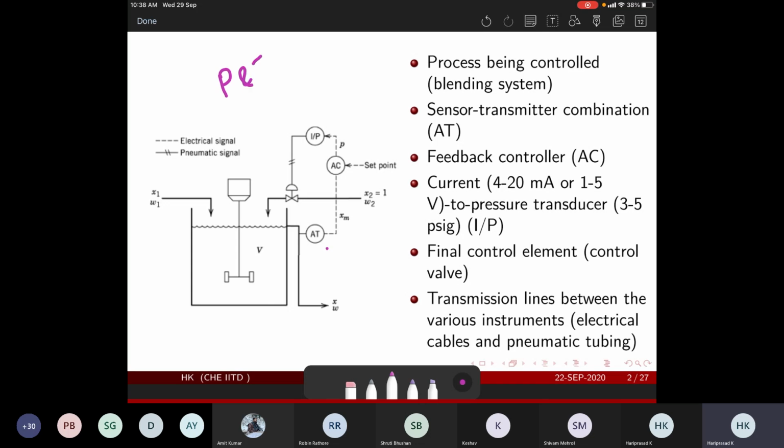Have you heard of something known as P and ID? There are two things, PFD and P and ID.